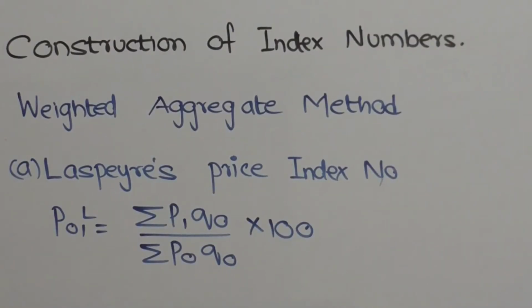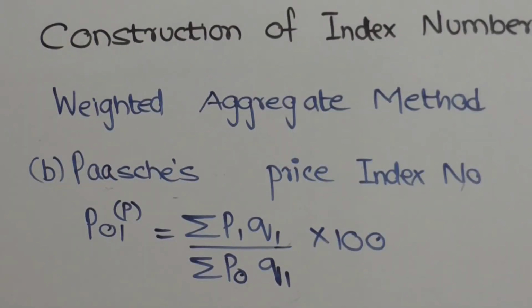Next, we are discussing the weighted aggregate method. The first formula is Laspeyres' price index number, denoted by P01L, which equals sigma P1 Q0 upon sigma P0 Q0 multiplied by 100. The second method is Paasche's price index number, denoted by P01P, which equals sigma P1 Q1 upon sigma P0 Q1 multiplied by 100.